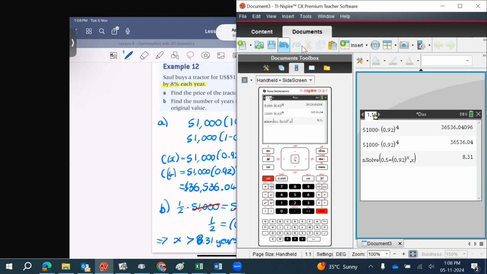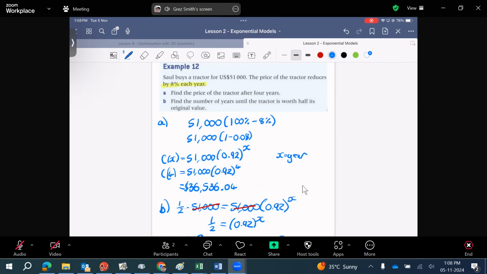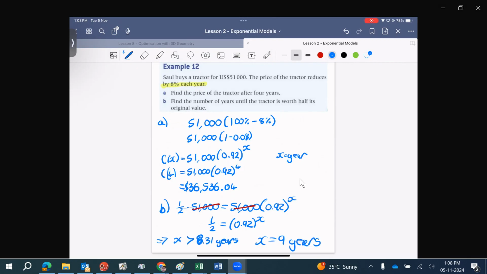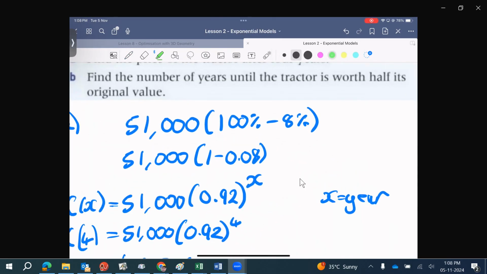All right. Can you explain the 0.92? The 0.92 is an 8% decrease. You can see in my calculations at the beginning, we want 100% minus 8%. We want to reduce the whole, which is 100%, by 8%, to go down by 8% each year. Convert the percentages into decimals, and we get 1 minus 0.08. This is where the 0.92 comes from. And x is the number of years.